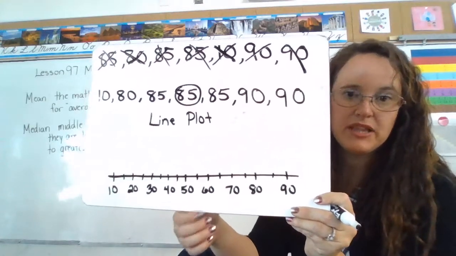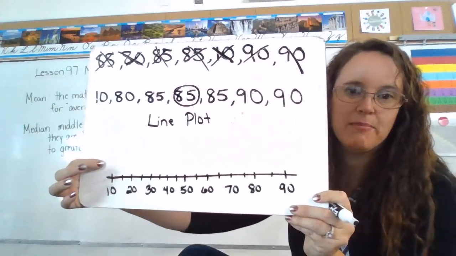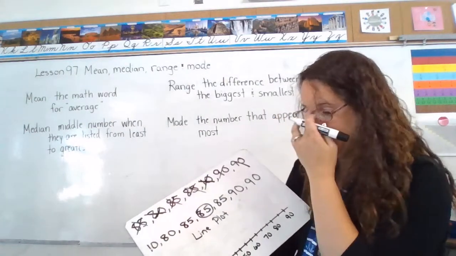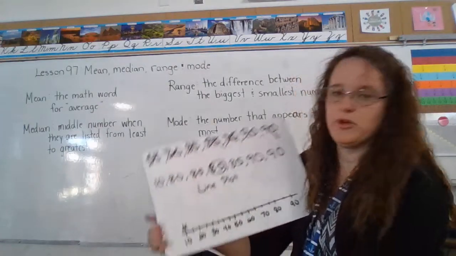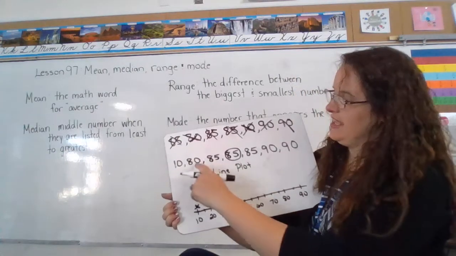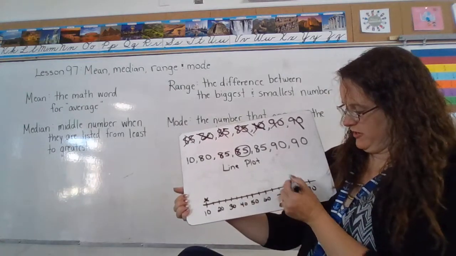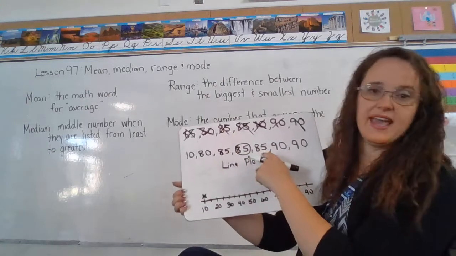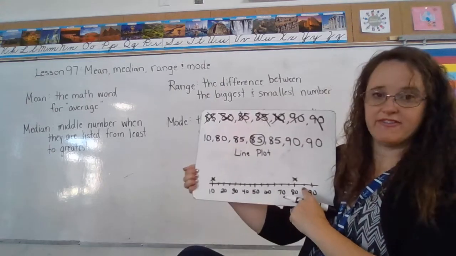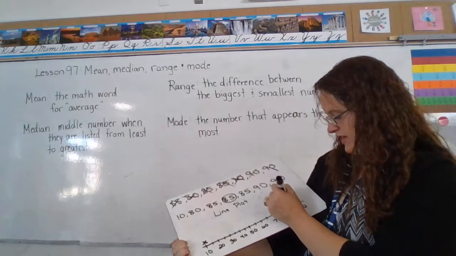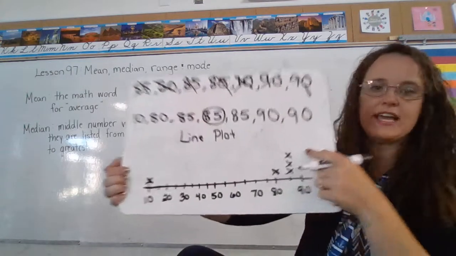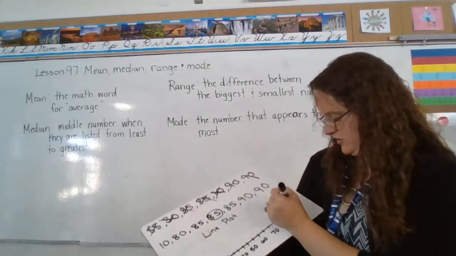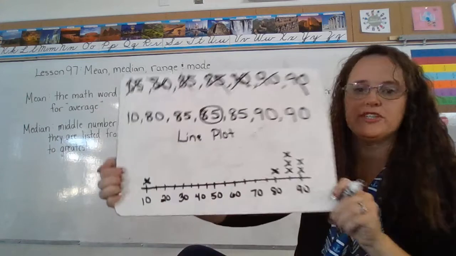So in a line plot, you put an X above the line for each score, in this case, that Ian had. So Ian scored 1 10. We're going to put 1 X above the 10. Ian scored 1 80, so I'm going to come over here to my 80 and put 1 X there. Ian scored 3 85s, so above my 85 notch right here, I'll put 3 X's, and you just stack them on top of each other like that. And then he scored 2 90s, so next to my 90, I'll put 2.